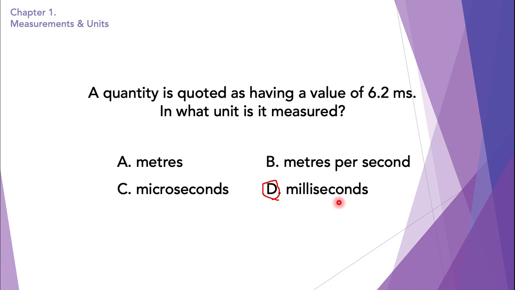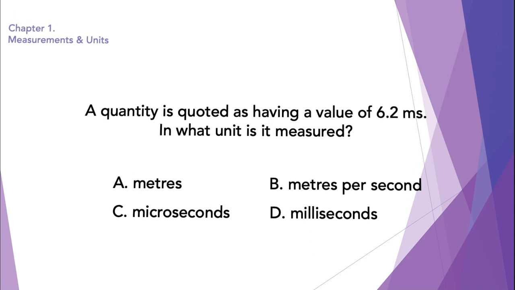ms represents milliseconds, not meters per second, because meter per second has a slash in between the m and s. If we say per second, it means that it is dividing, so meters dividing by second. So there is always a slash in between the meters and second. The next question.